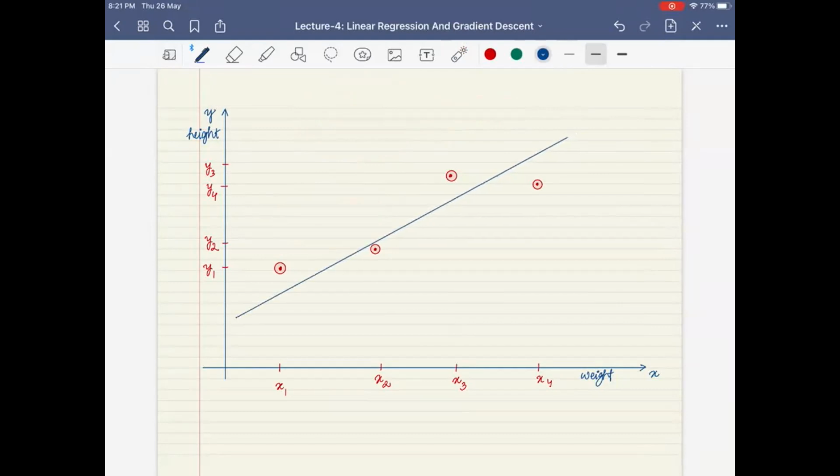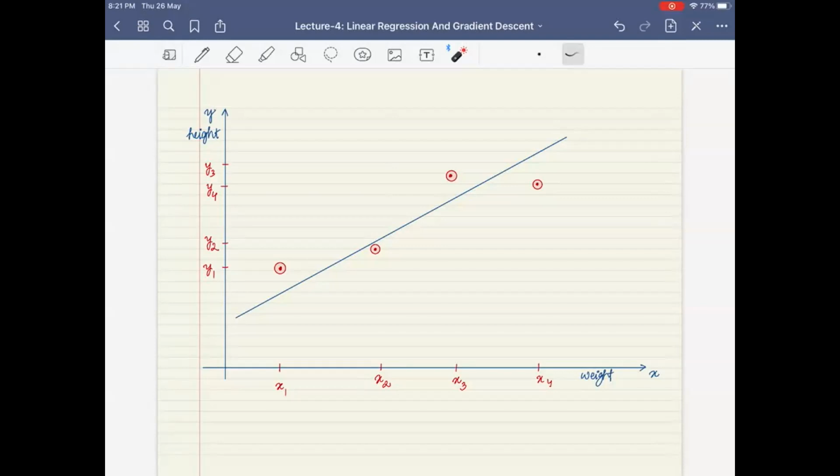Obviously, I cannot fit a line which perfectly passes through all the points. That's not possible. Clearly, these points do not fall on a line. But I'll try to find the best fitting line. We'll try to make this precise, how to find the best fitting line. But for now, just understand that I'm going to fit a line.